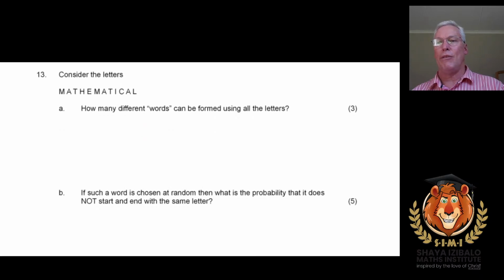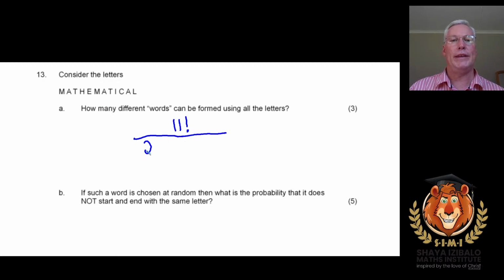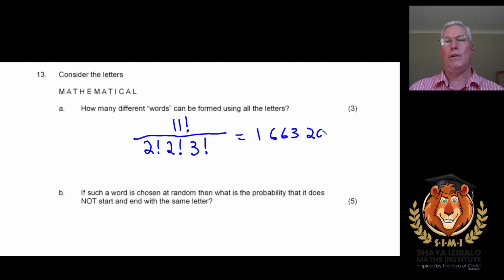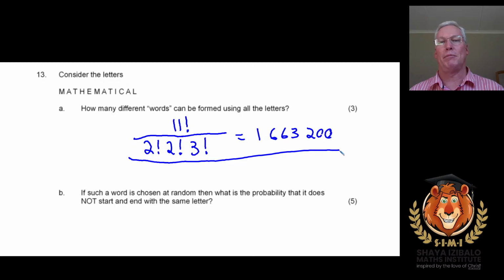Consider the letters of the word mathematical. How many different words can be formed using all the letters? Well, what we've got here is a total of 11 letters. So 11 factorial, if they were all different. But there are 2 T's, 2 M's, and 3 A's, and so we need to divide out for that. We end up with a lot, 1.6 million, 1,663,200. That's how many different words are possible. They're not going to all make sense. In fact, most of them won't make sense.